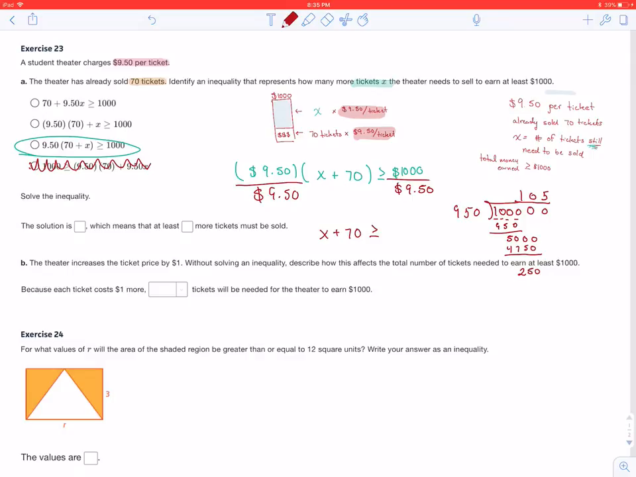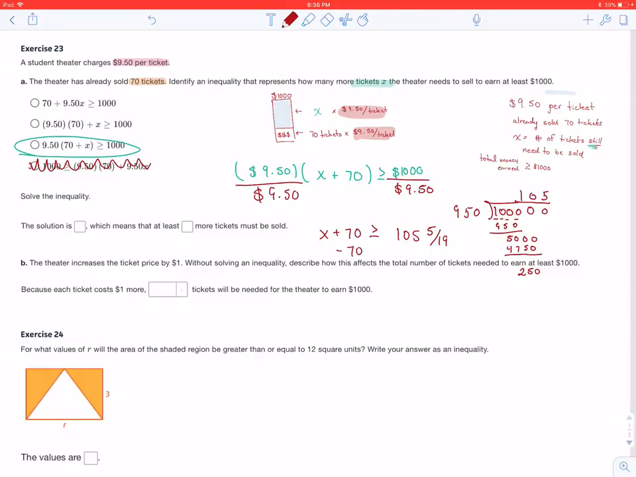And I'm not going to add a decimal. I'm going to leave this as a fraction. So my whole number here is going to be 105. And then my fraction is going to be 250 over 950, which both can simplify by 10. So that'll be 25 over 95. And then both can be divided by 5. It'll be 5 over 19. So 105 and then 5/19.